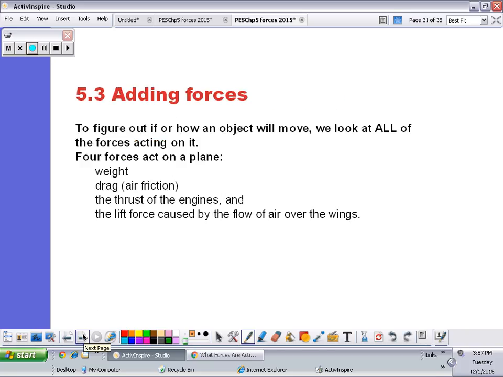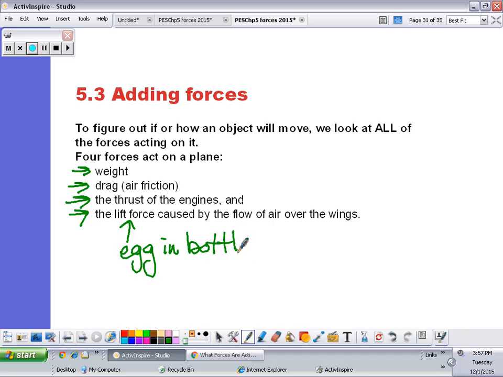And we talked about adding vectors, so that's basically what this is doing, is you're considering the weight, which is gravity, the drag, the air friction, the thrust of the engine, pushing it forward, and the lift, which is caused by the flow over the air. Just kind of like lift force is what we created with the egg in the bottle. And that's exactly what caused the egg to move into the bottle and get out of the bottle.